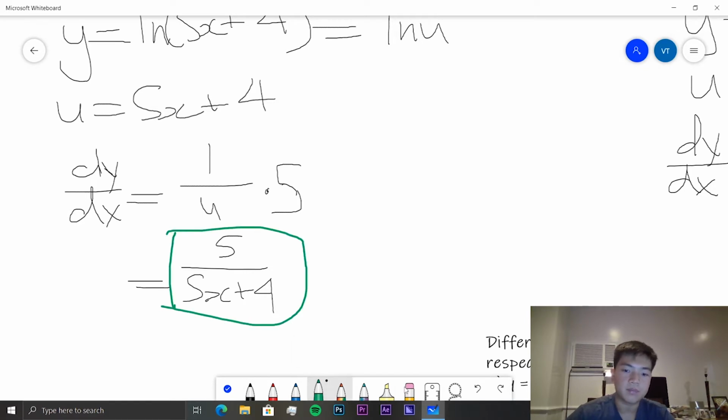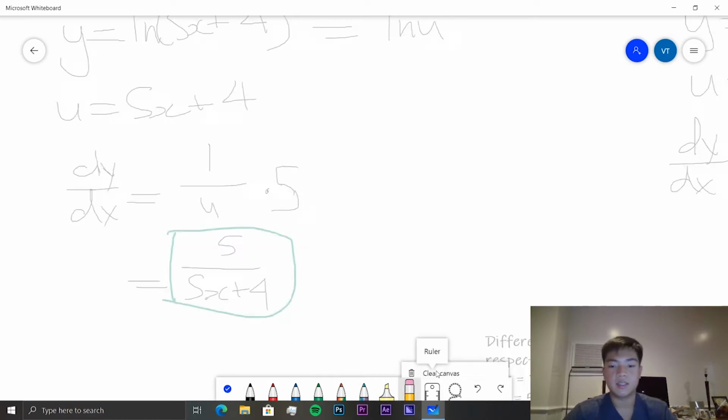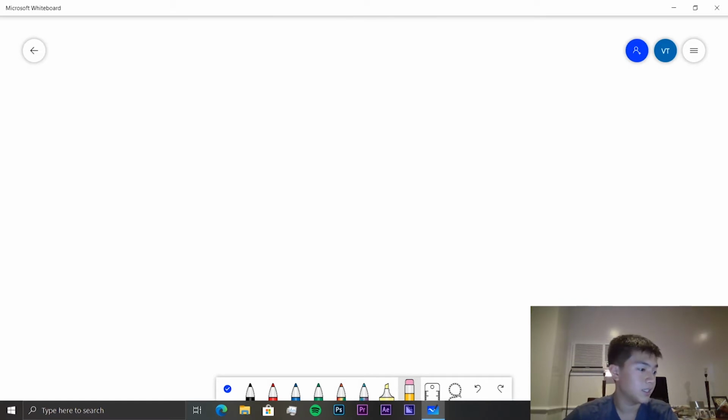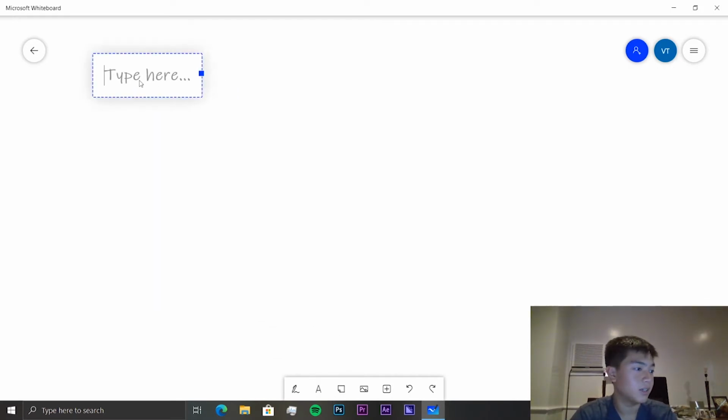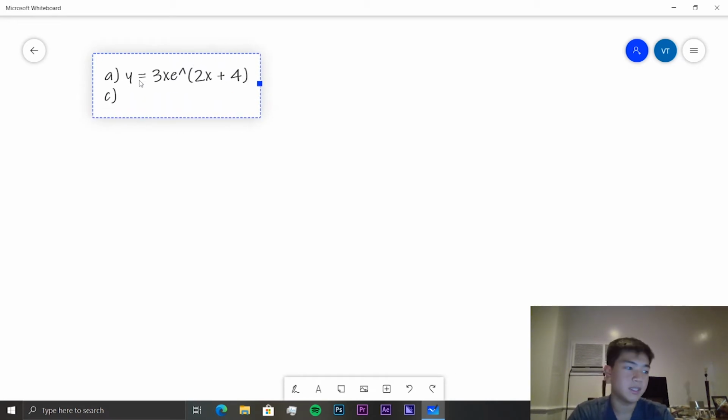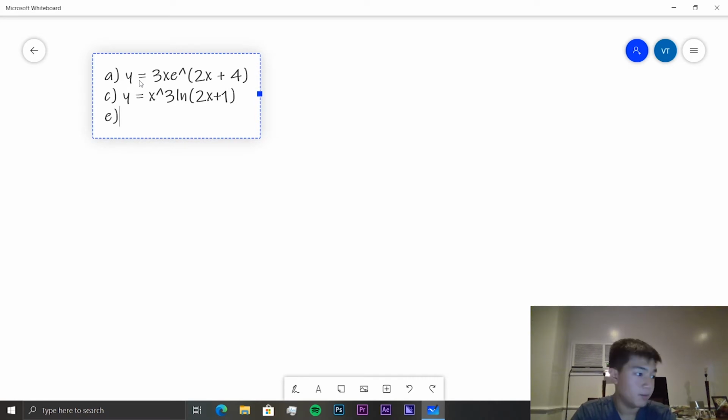Okay, on to the next question. We need to use the product rule to find the derivatives of these functions with respect to x. The first one is y is equal to 3x e to the 2x plus 4. The third one is y is equal to x cubed ln of 2x plus 1. And the fifth one is y is equal to e to the 2x times tan 3x.